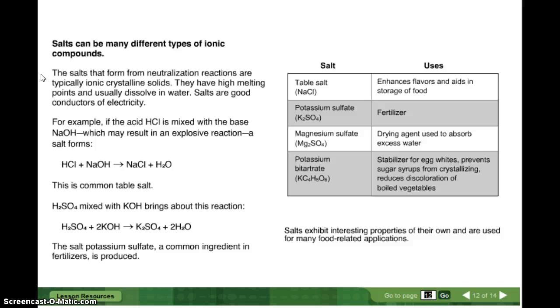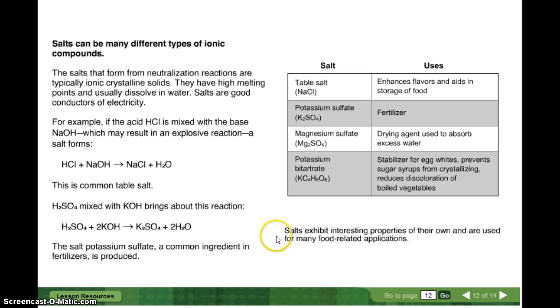For example, if the acid HCl, or hydrochloric acid, is mixed with the base sodium hydroxide, which may result in an explosive reaction, a salt forms. HCl plus NaOH yields table salt plus water. This is common table salt. Another example, H2SO4 mixed with potassium hydroxide brings about this reaction. H2SO4 plus potassium hydroxide yields K2SO4 plus water. The potassium sulfate is the salt this time. So this is our salt because the other thing is obviously water. The salt potassium sulfate, a common ingredient in fertilizer, is produced.